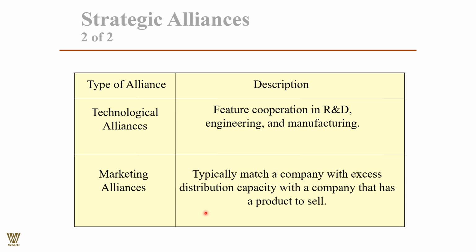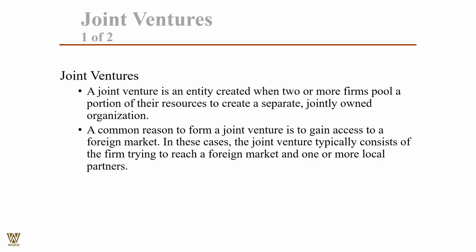Then there are the marketing alliances. This is where typically the company with excess distribution capacity, where the company has a product to sell. So you have a product, and then there is a company who can sell the product. That is what marketing alliances are all about. A joint venture is an entity created when two, or probably more, firms pool together a portion of their resources to create another organization which is a separate entity altogether.